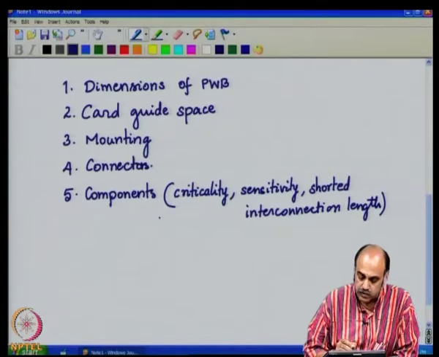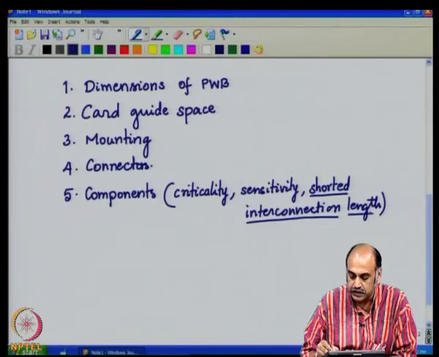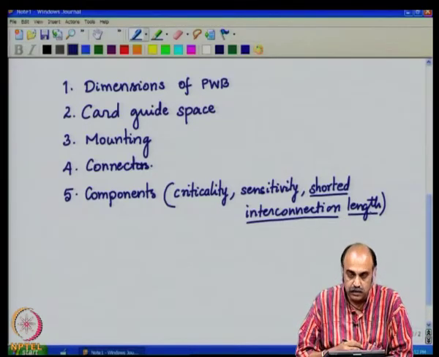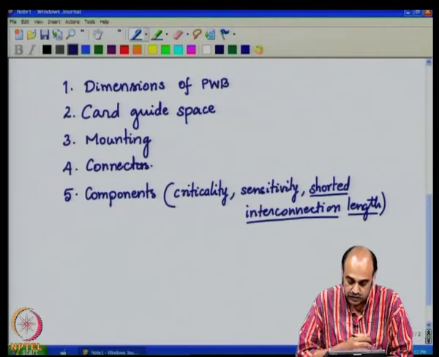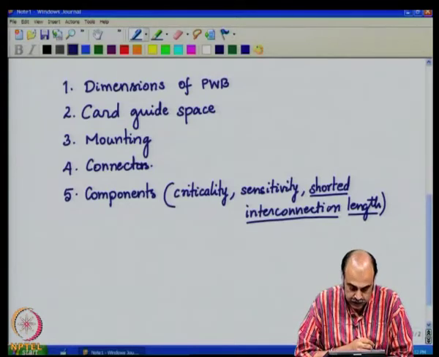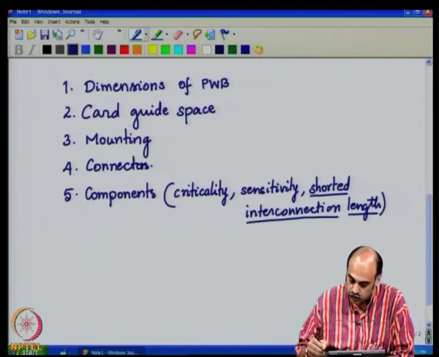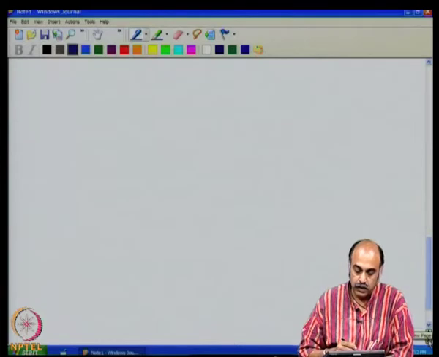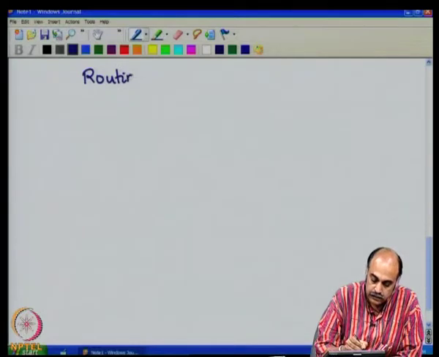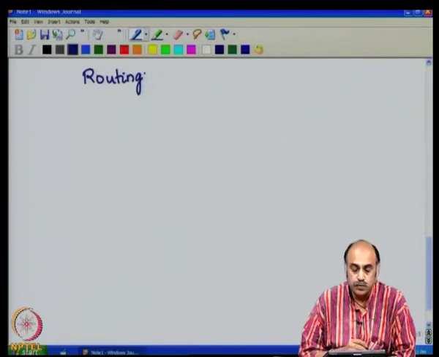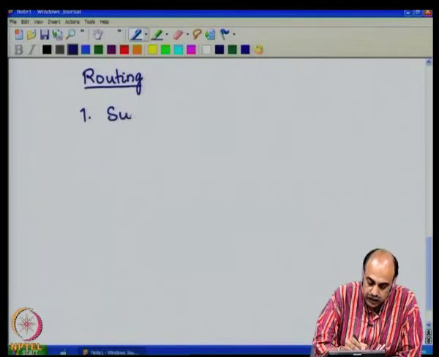In general, most of the time we would like to have very short interconnection lengths, track lengths. That is our primary motive, but sometimes we may not be able to establish that for all the components. So, you may have to make some iterations here. And then after you place the components, you go towards routing. When you are routing the tracks, you route first the supply and ground.